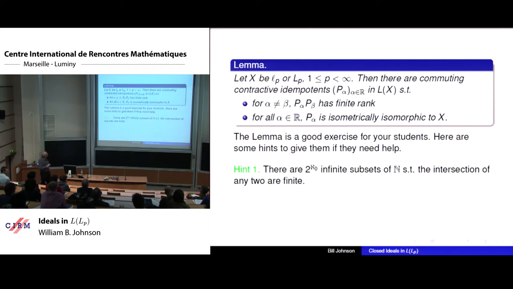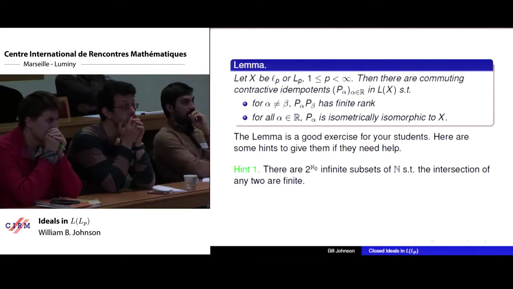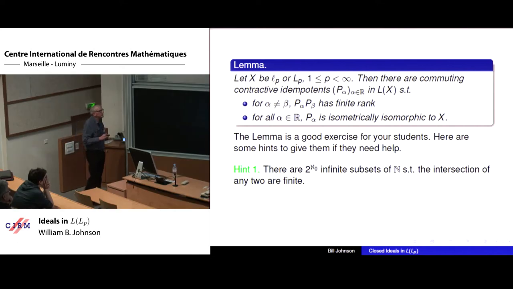The first one is something every student should know, that's very surprising the first time you see it, but of course we all know this fact and know a trivial proof of it. You can suggest to the students, if they don't know it, that they prove that there are a continuum of infinite subsets of the natural numbers such that the intersection of any two is finite. A very surprising fact the first time you see this, yes? And once you get that, of course, you get immediately the case of little LP, because you just use these to give projections onto these almost disjoint sets.